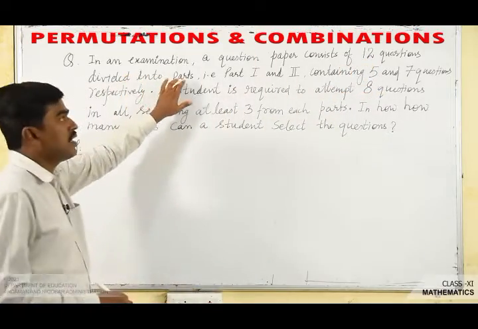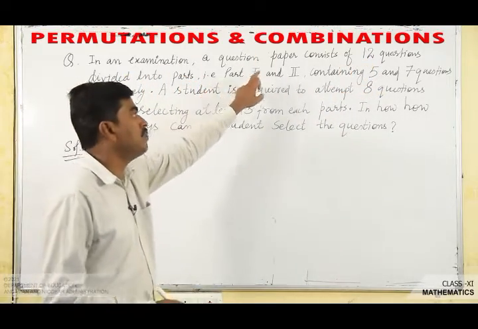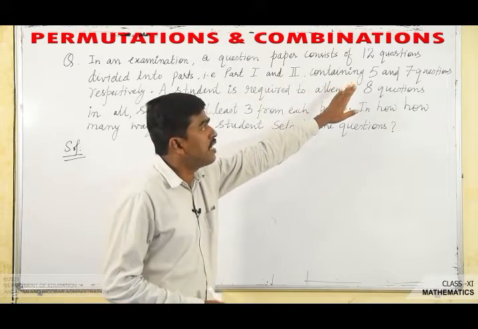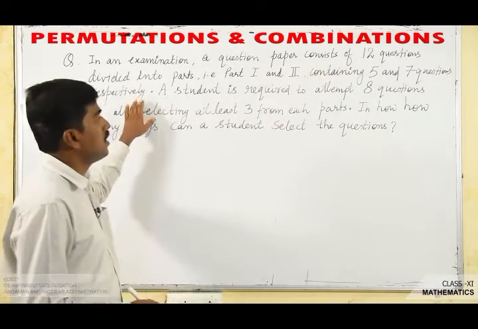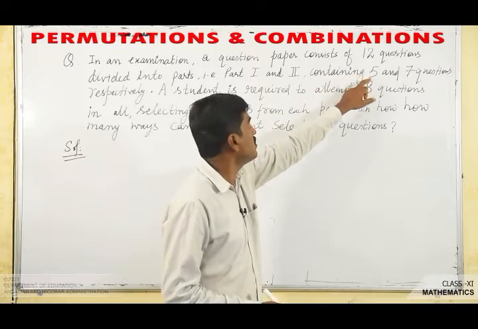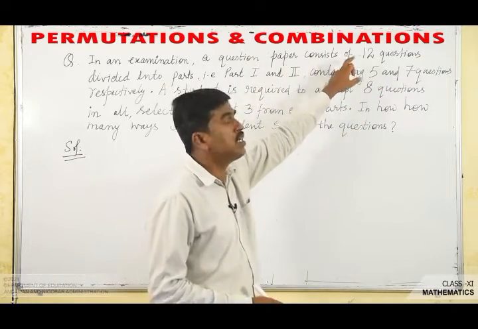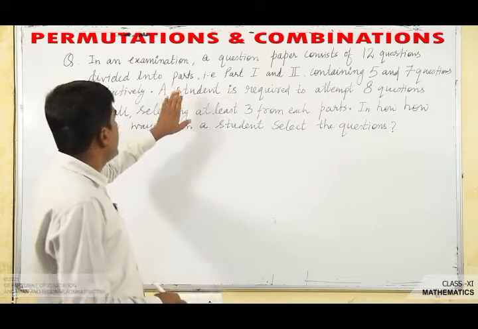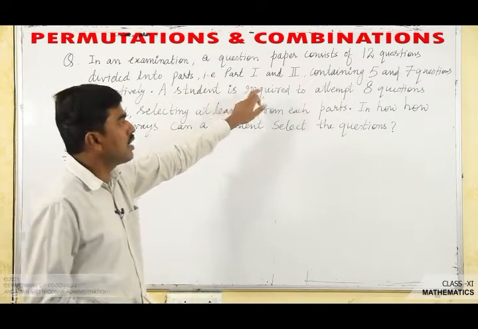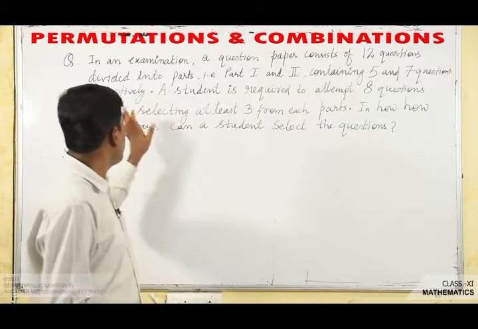The question paper is divided into two parts, part 1 and part 2, containing 5 and 7 questions respectively. So there are 5 questions in part 1 and 7 questions in part 2. There are 12 questions in total. A student is required to attempt 8 questions in all.